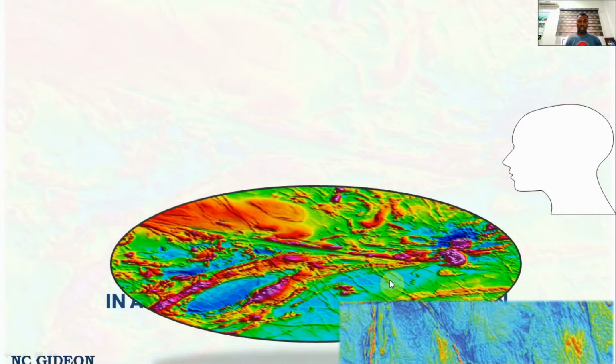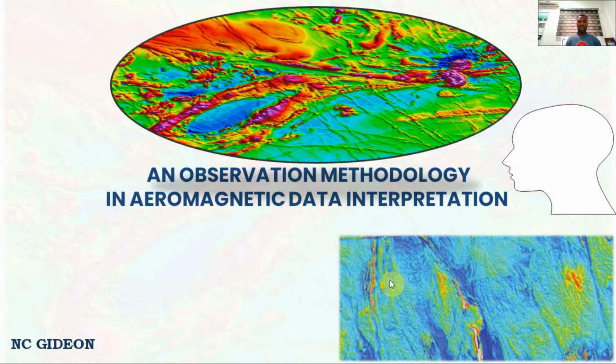My name is N.C. Gideon. I'm a geologist, a geophysicist, and also a trained mine planner. I think this method is very, very important, and everybody needs to understand it. It is the simplest way to recognize some anomalies and interpret some expressions from magnetic rock units.